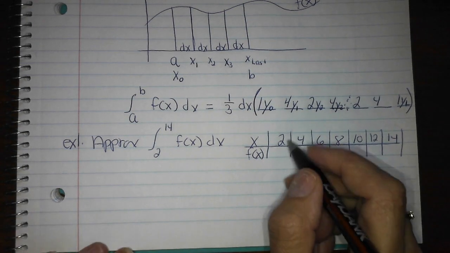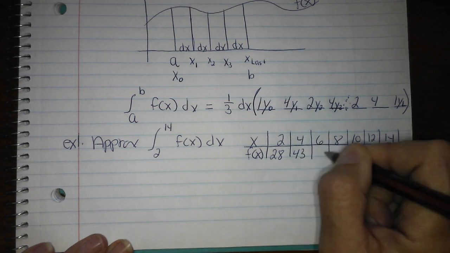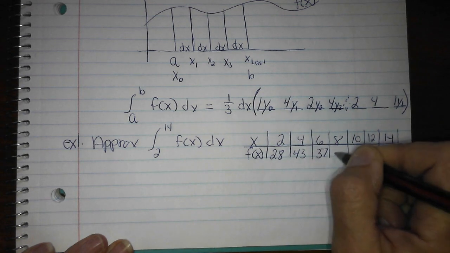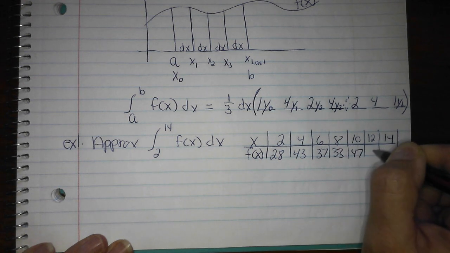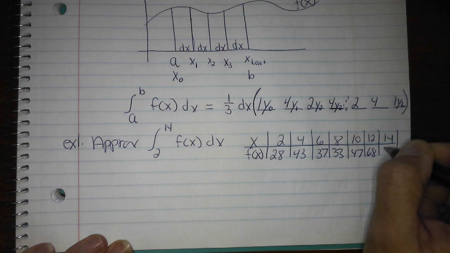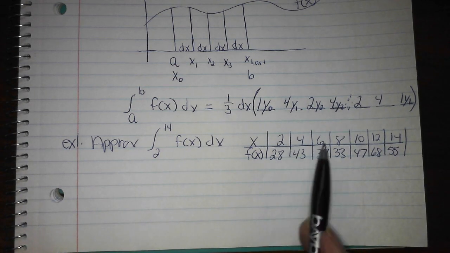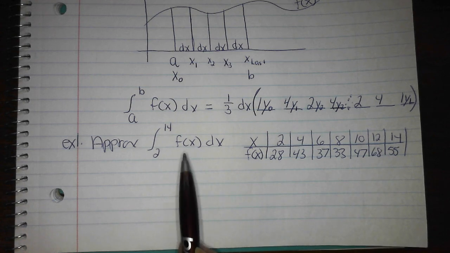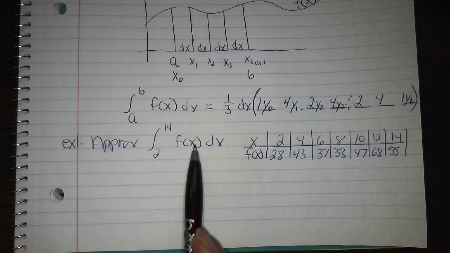When x is 2, we've got 28, 43, 37, 33, 47, 68, 55. Okay, I would not use an antiderivative, because I don't have the equation for this, so there's no way for me to do this exactly. So I am going to choose Simpson's rule.